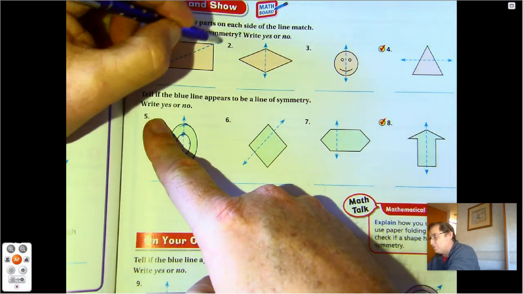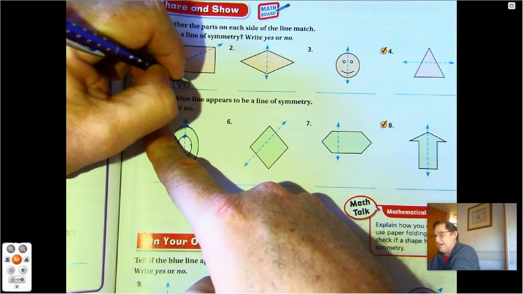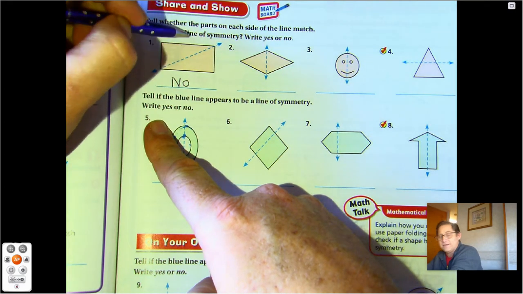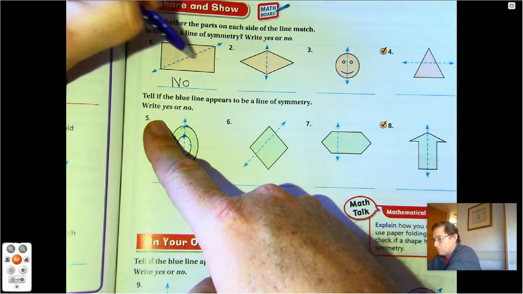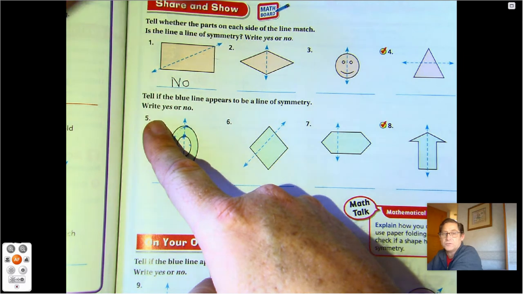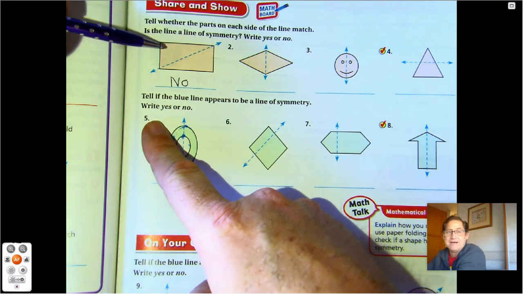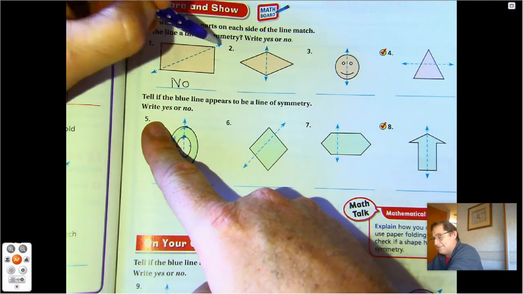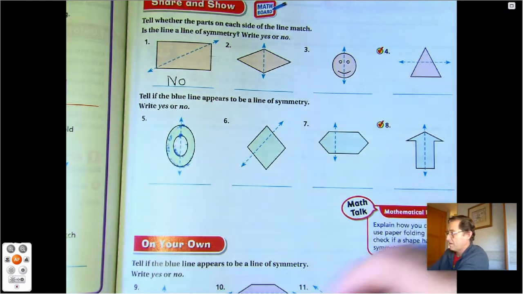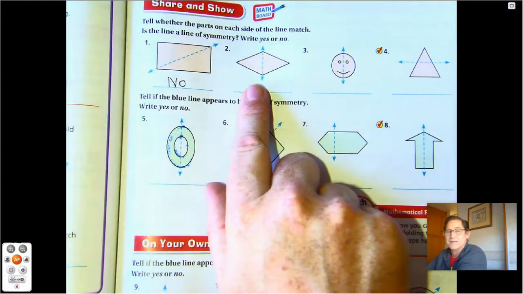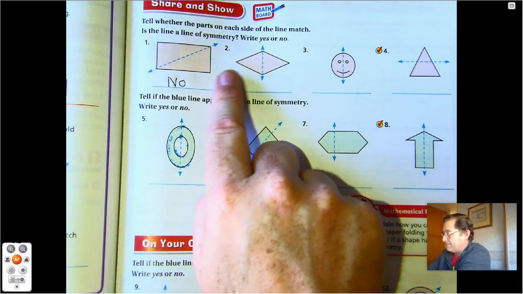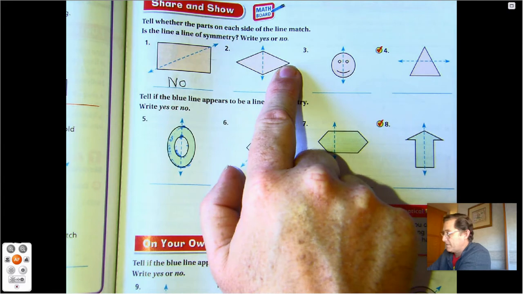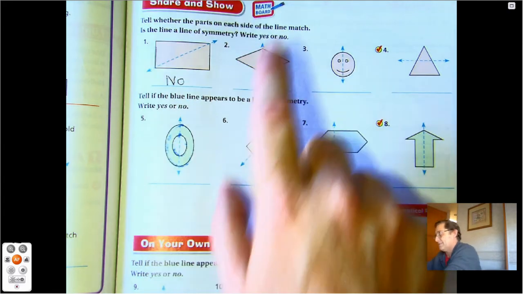So this blue line is not a line of symmetry. If it was right down the middle this way, it would be. If it was right down the middle horizontally, it would also be. So the rectangle does have line symmetry. It has vertical and horizontal, but not diagonal. All right, how about this shape here? Now this one I could see easily that if I fold it along this line, this point and this point are going to match up. They're exactly the same on both sides, so yes.